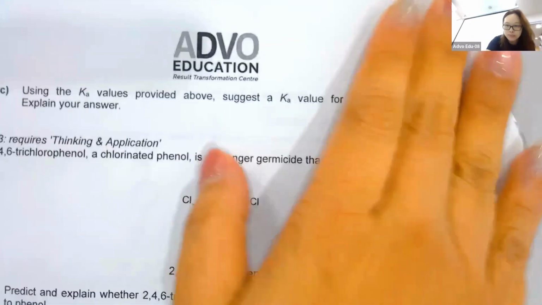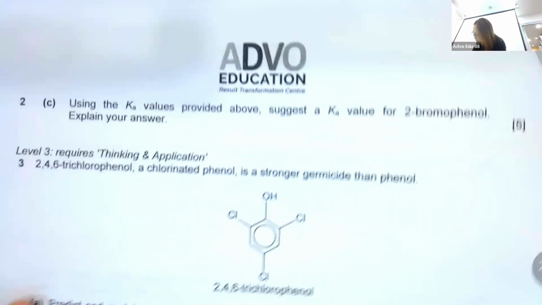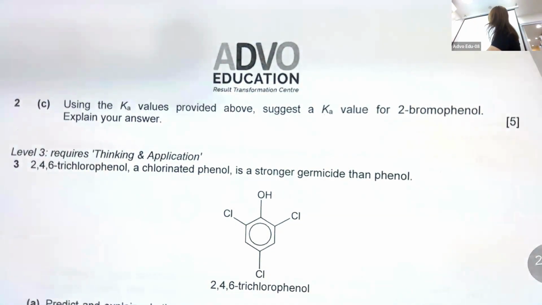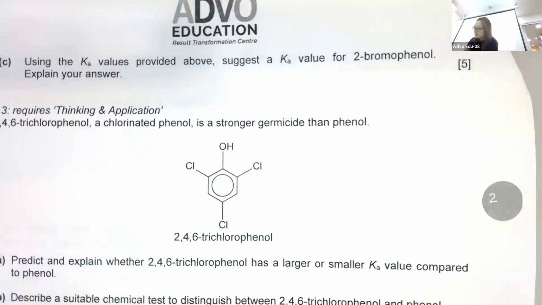Okay, here, using the Ka values provided above. Is it this one? Let me check. Yeah. Okay. Suggest a K value for 2-bromophenol. Explain your answer. Okay. So you go back to the table here.